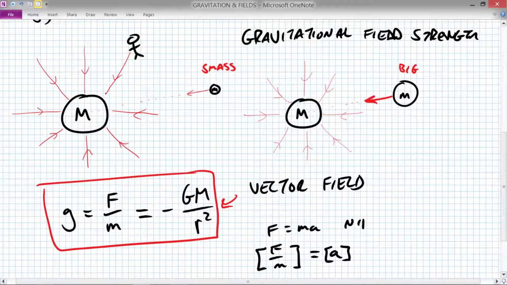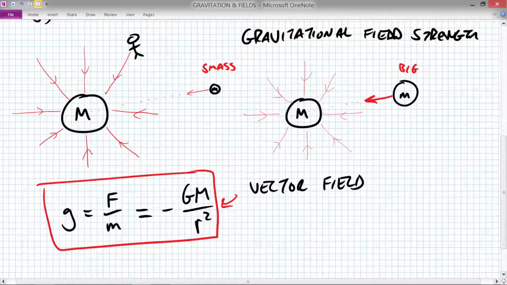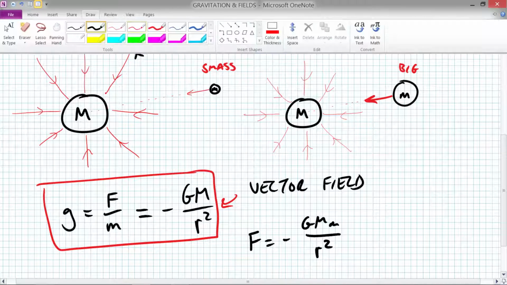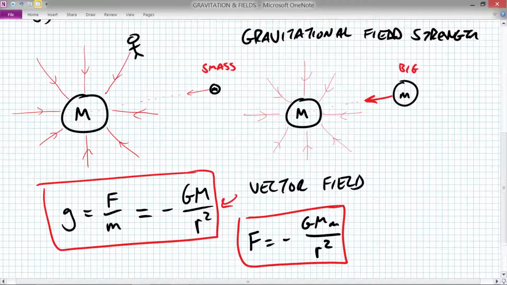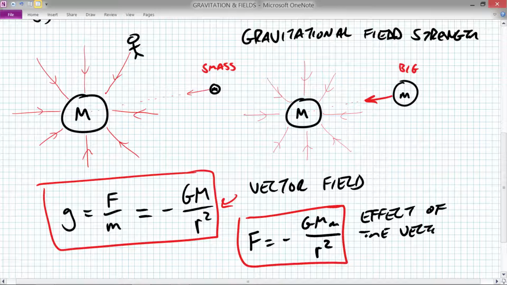So this is our vector field. We can now say that the gravitational force F, which is minus GMm over r squared, is actually just an effect of the field. It's an effect of the vector field itself. So now the field strength is the field we're bothered about. The force that you feel is just an effect that that field has on you because you have mass.